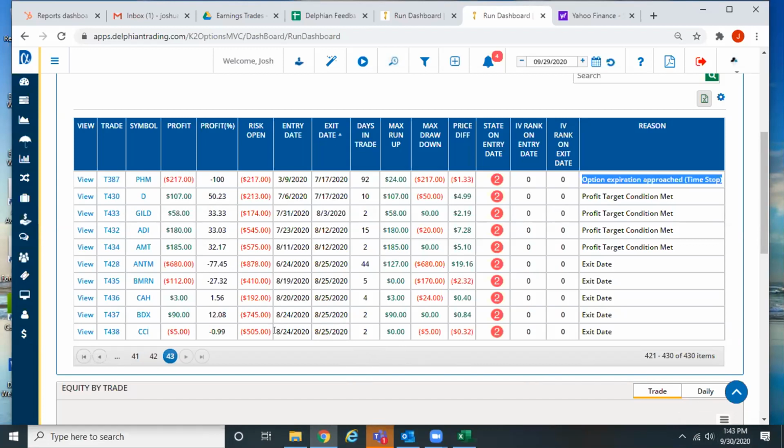So this simulated trade entered on the 24th. It's been one day, two trading days or whatever. So unless it's hit the profit target, it's still an active trade as of this data.